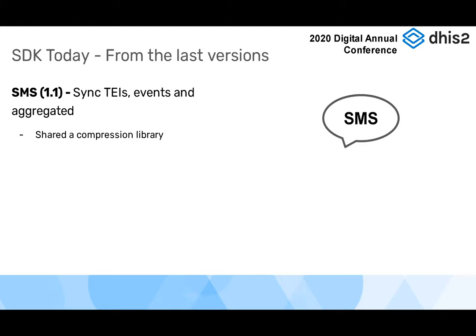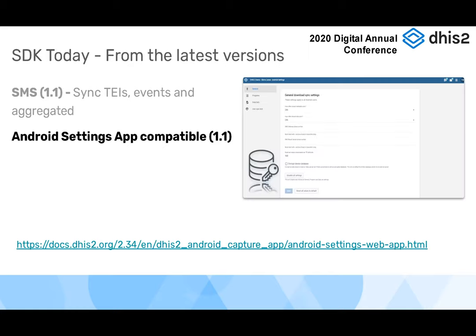Then from the latest versions, what we have is SMS synchronization. We have also now compatibility with the Android Settings app. So this means that with this app you can configure your synchronization mechanism, like the frequency of all the apps that are getting data from the server. You want the apps to synchronize every 24 hours, every hour. So you can define this through the Android Settings app. And then the SDK consumes all this information.